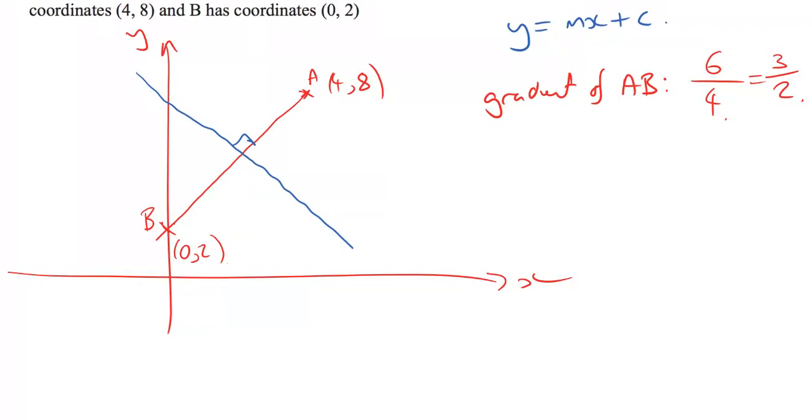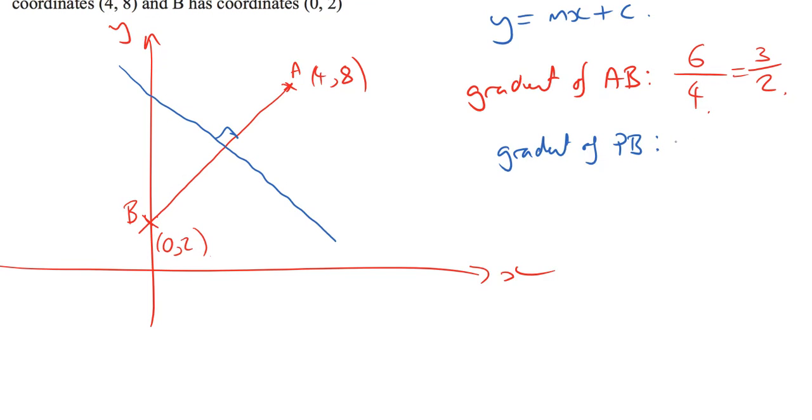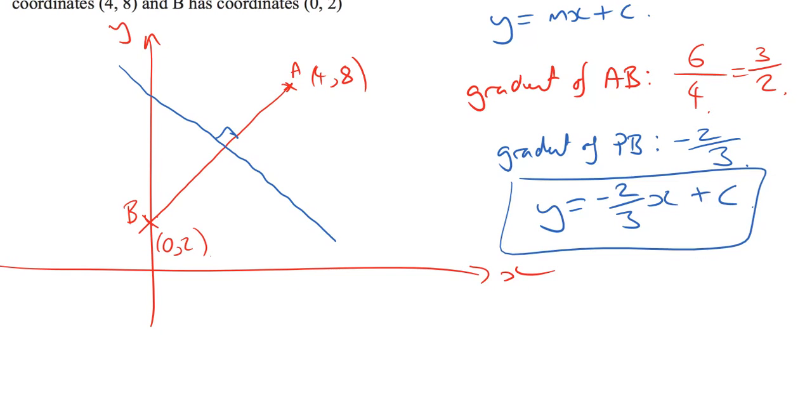Now, the gradient of the perpendicular bisector is going to be related to this. If you remember, it's the negative reciprocal of this gradient. So if I wanted the gradient of PB, for the perpendicular bisector, that is going to be the negative reciprocal, which is negative 2/3. So my equation becomes y equals negative 2/3 x plus c. We're not finished because we haven't found the c value yet, but we are in good shape. We've got part of our equation done.